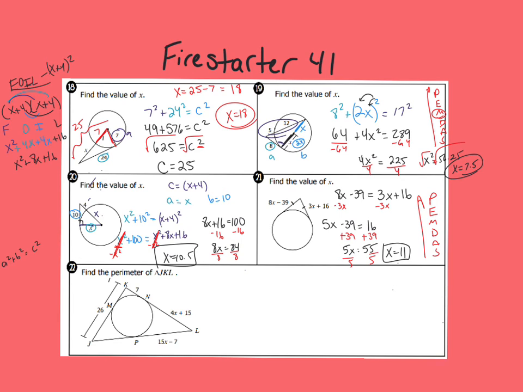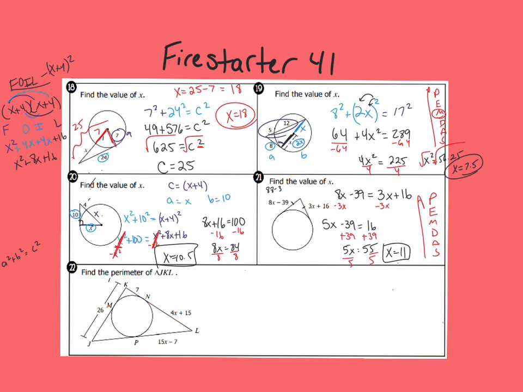Now, just to check my work, I'm going to plug in. 8 times 11 is 88. 88 minus 39 is 49. And I'm going to do the same thing here. 3 times 11 is 33. 33 plus 16 is 49. So they both equal 49, which means we did it right.